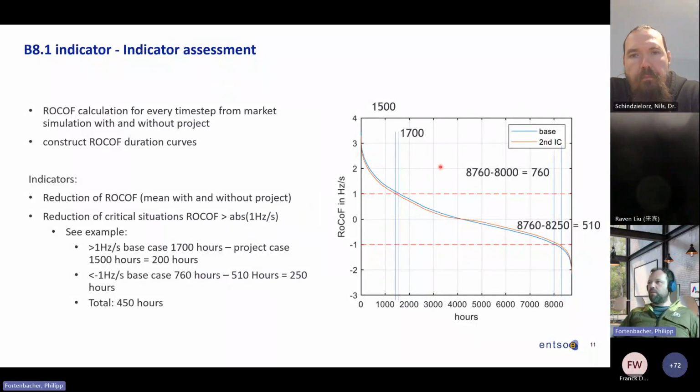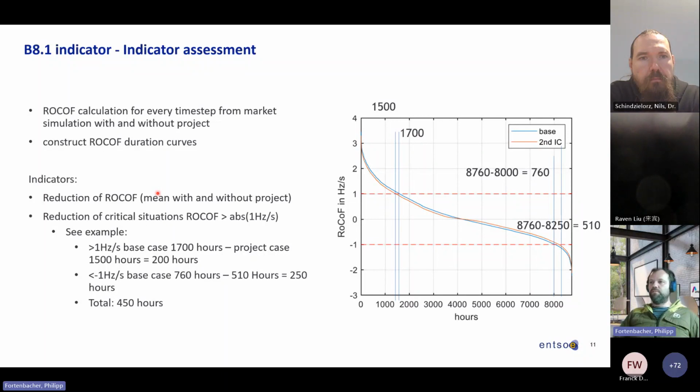And now what we foresee is that we just use 2 kinds of indicators. First of all, we want to measure the reduction of RoCoF in terms of the mean value. So we take the mean value of the RoCoF, and if the project reduces the mean, then we have a stability benefit.